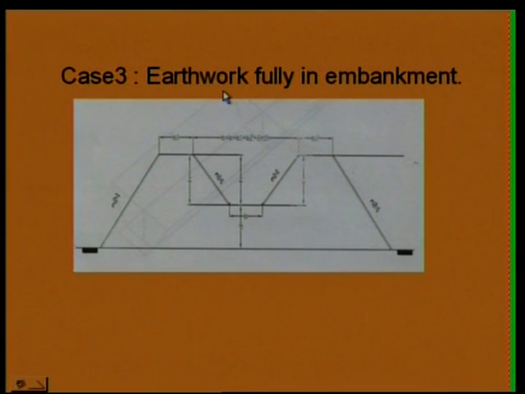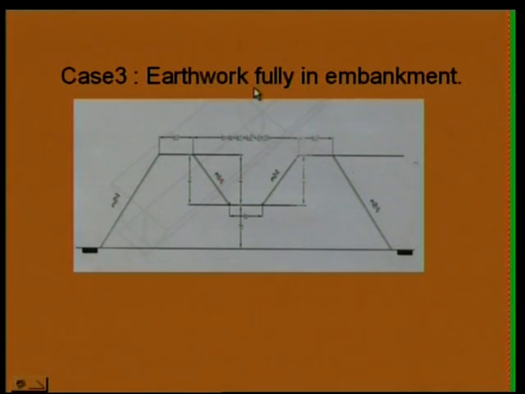different. This is how we estimate or calculate the quantity of earthwork in excavation and partly in excavation and partly in banking. Now, let us discuss the third case for the earthwork in canals. Case 3, that is earthwork fully in embankment.